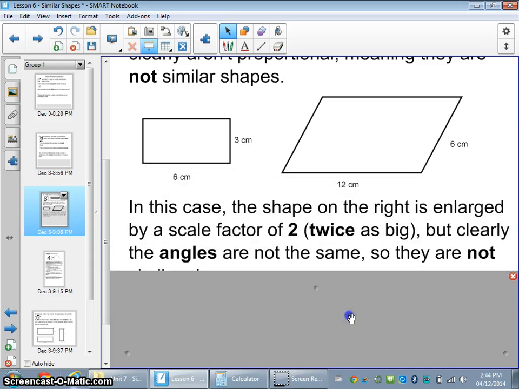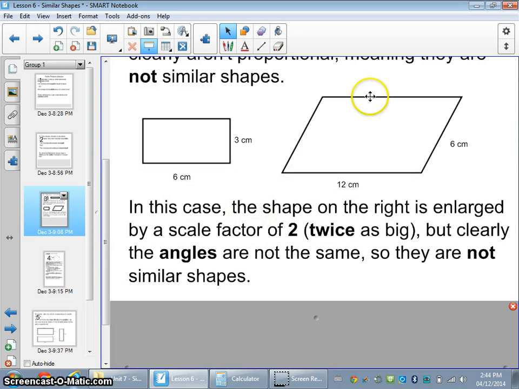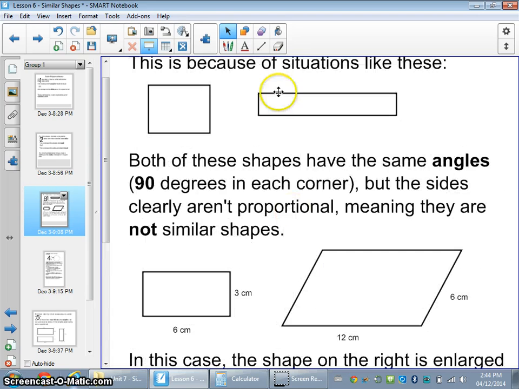Or like this situation here. In this case, this shape here, it is enlarged by 2, right? The length is twice as long, the height is twice as big, but clearly the angles are not the same, so they're not similar shapes. So even though the sides are proportional, the angles aren't the same, so they're not similar shapes. So both angles and proportional sides have to be true for other shapes.